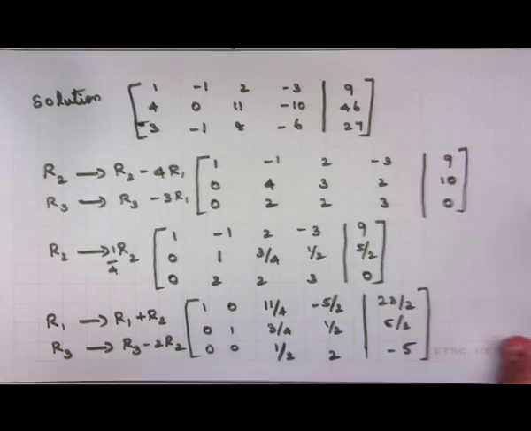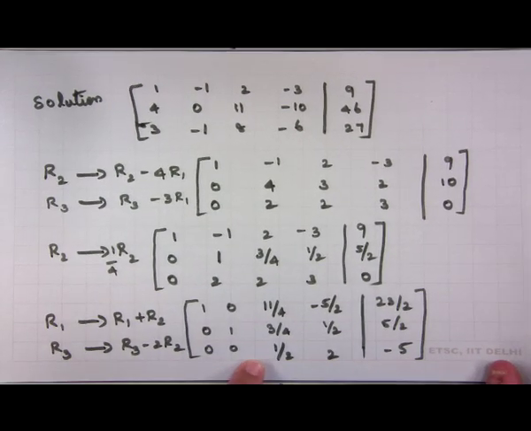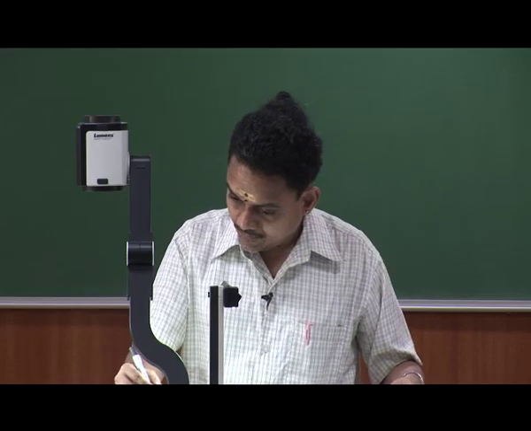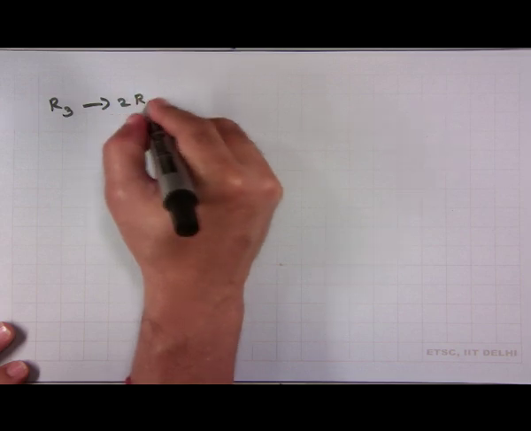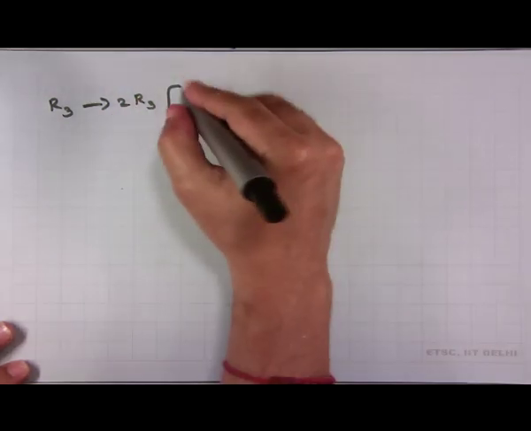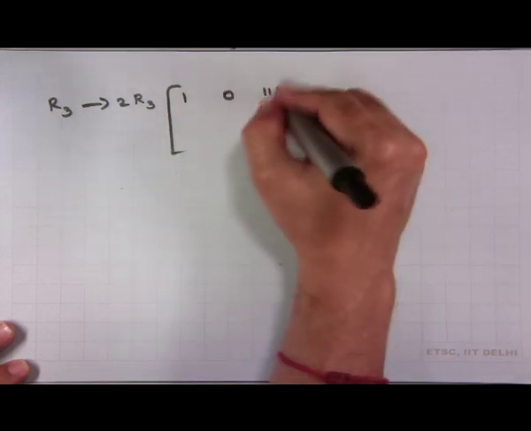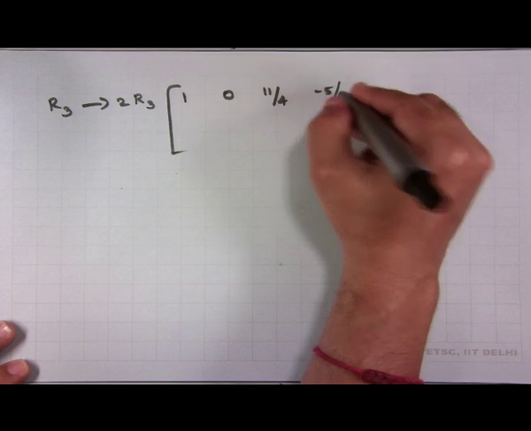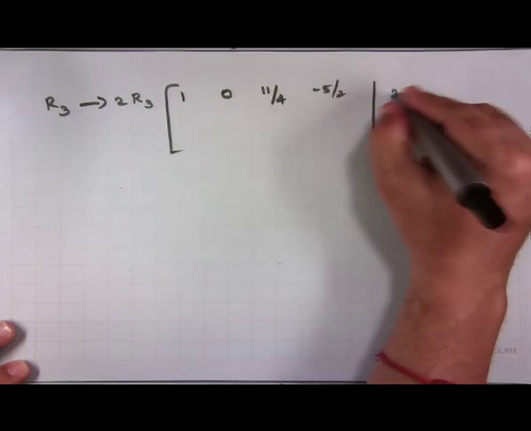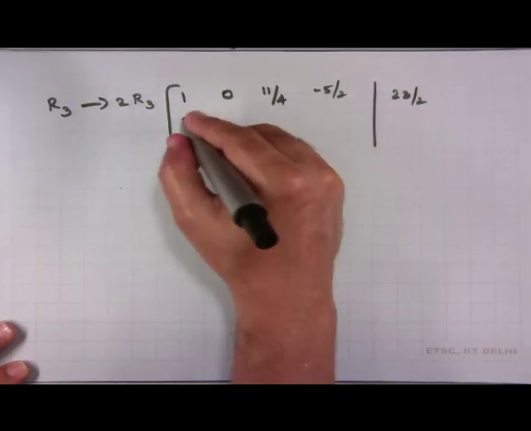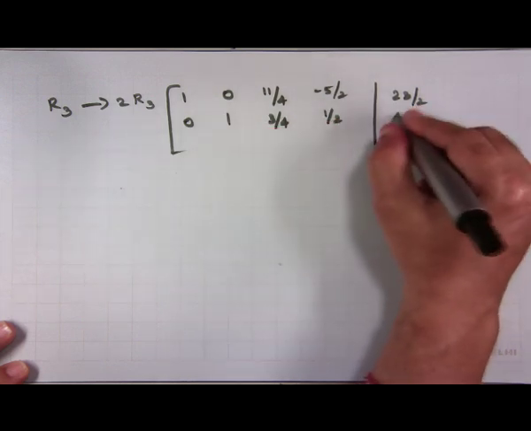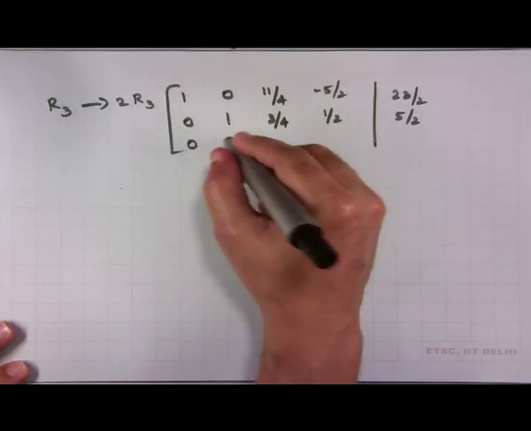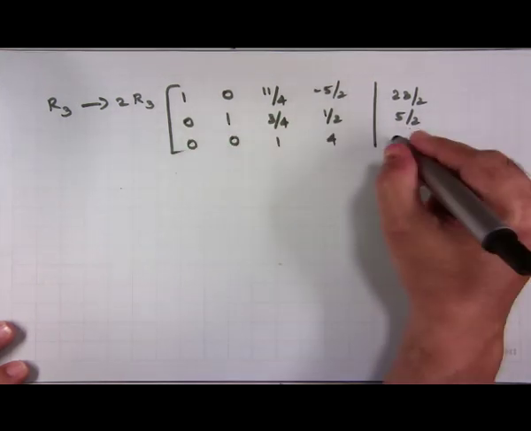So, now that we have just half here, let us multiply this row by 2 and make it into 1. R3 is replaced by 2 times R3, the first 2 rows remain unchanged. Zero, 0, 1, 4, minus 10.